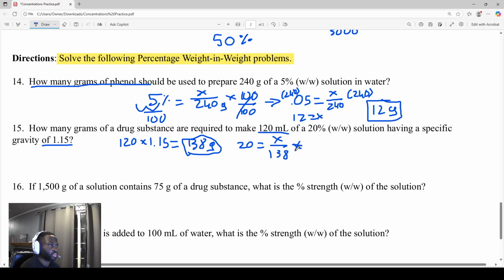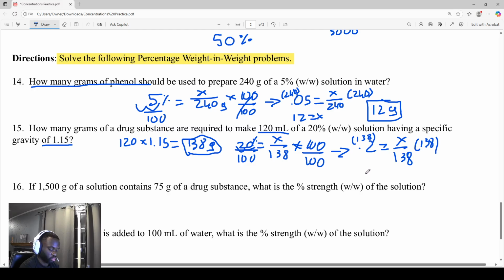138 multiplied by 100. So we divide both sides by 100. 20%. That's going to be 0.2. 0.2 equals x over 138. Then we multiply both sides by 138, making our answer 27.6 grams.